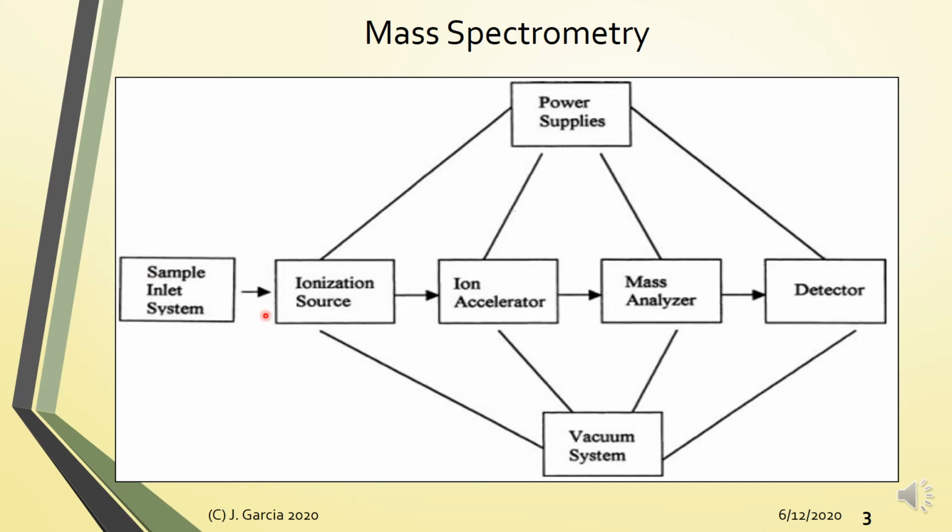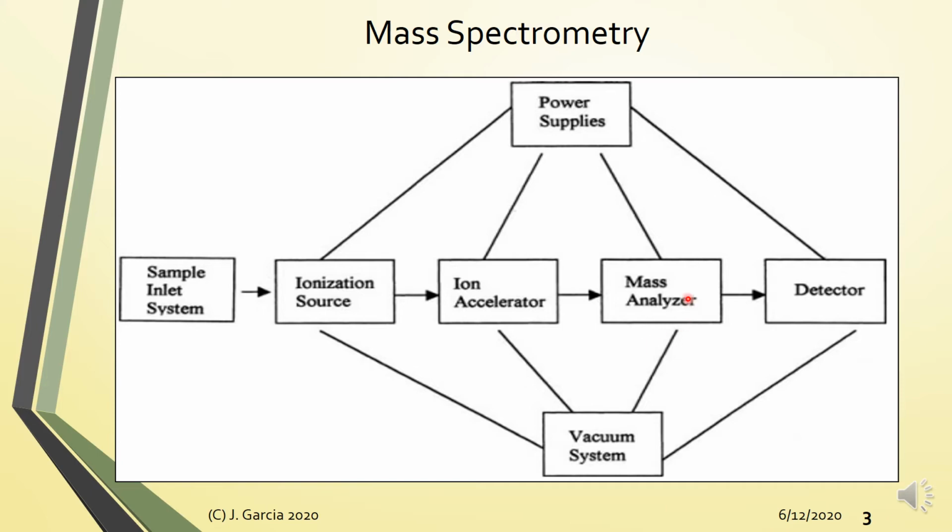Okay? So basically, the mass spec has four major parts. You have the ionization source, you have the ion accelerator, you have your mass analyzer, which is the heart of the mass spec. This is where the separation of your fragments in terms of their mass to charge ratio happens.